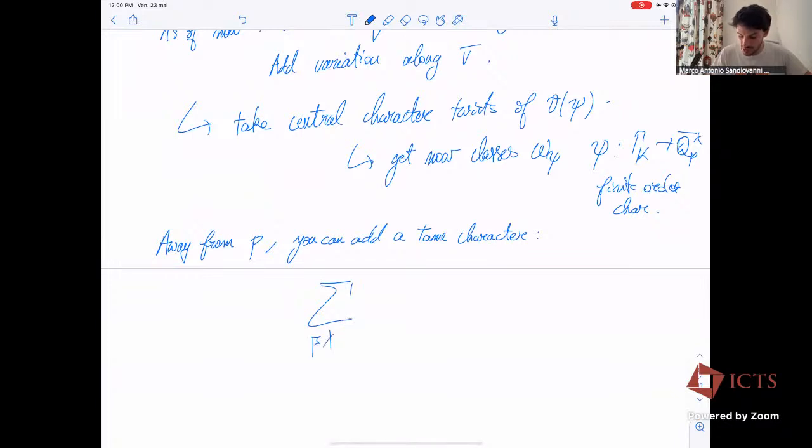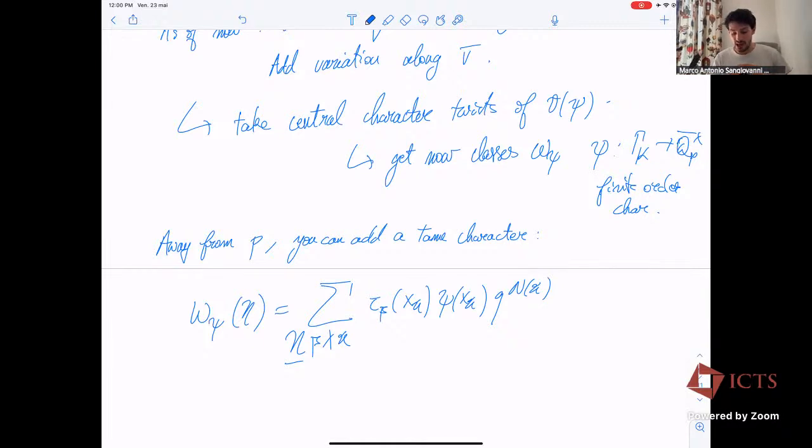So instead of just P not dividing A, you also impose that N does not divide A, and you would define by the same formula tau P of XA, psi of XA, Q to the norm of A. So now this is the omega psi stabilized at the ideals N.